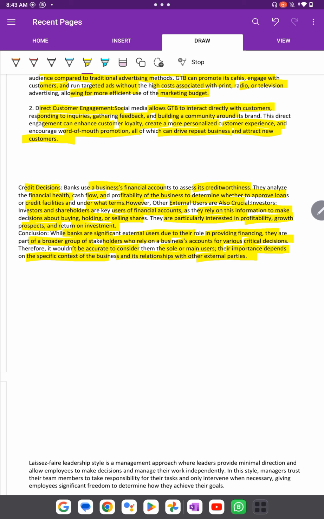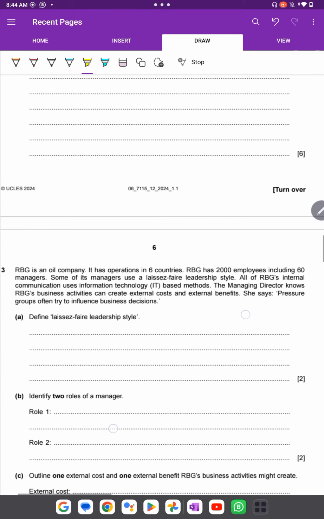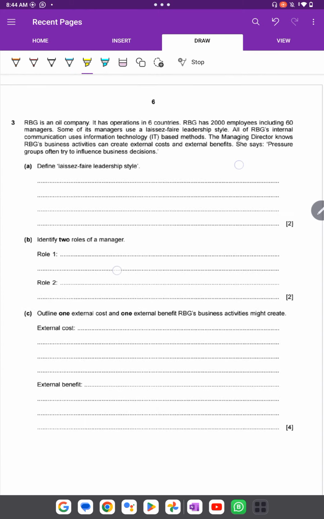Yes, it depends. We know that we have many stakeholders, but it depends upon the circumstances which stakeholder is more important for GTB, or basically for any business. Now read question number 3.